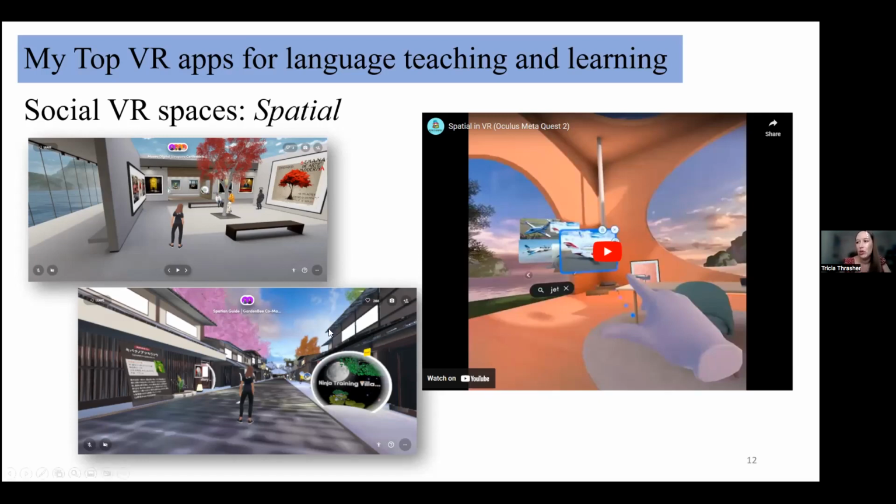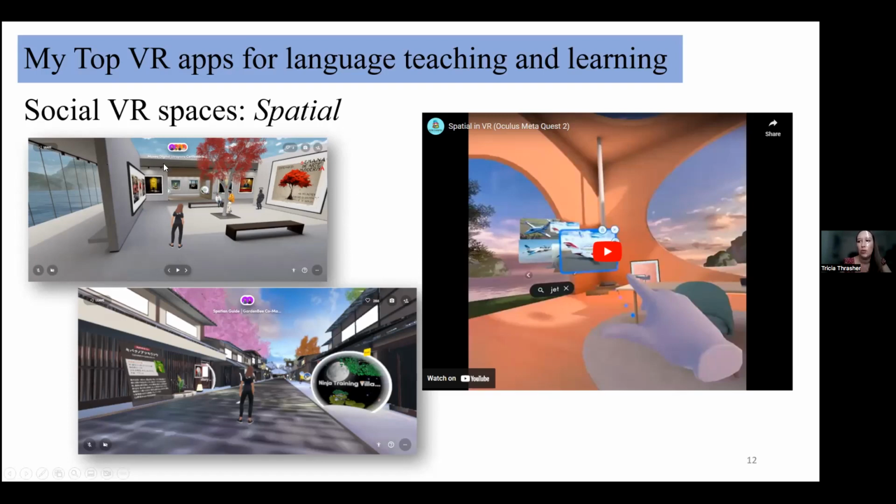And I will say that it's a public social VR platform, but you can create private spaces in here as well that are password protected. So you don't have to worry about running into strangers necessarily. So in these images, you can see this is an art gallery. A lot of people are using Spatial for that purpose.